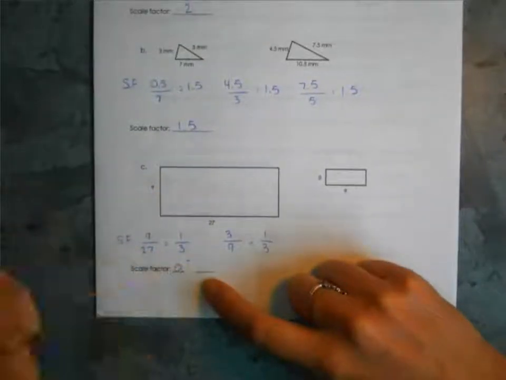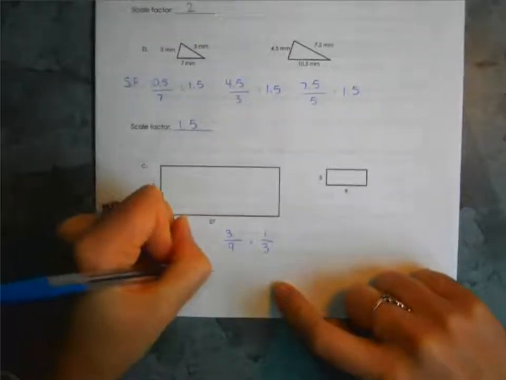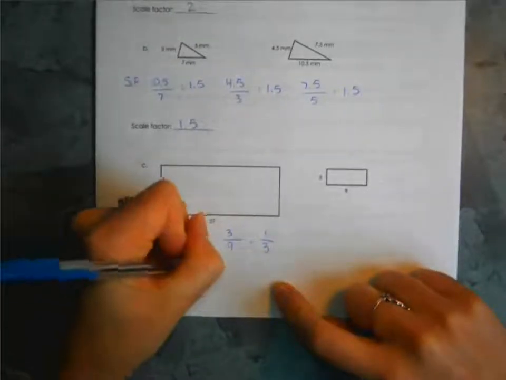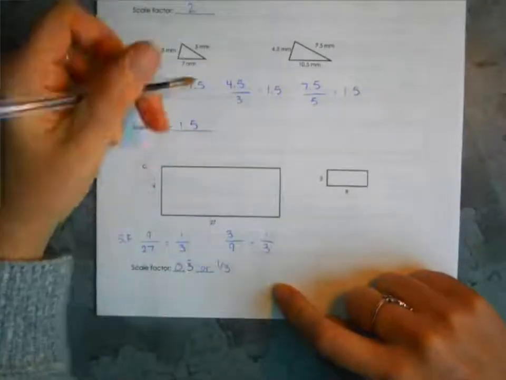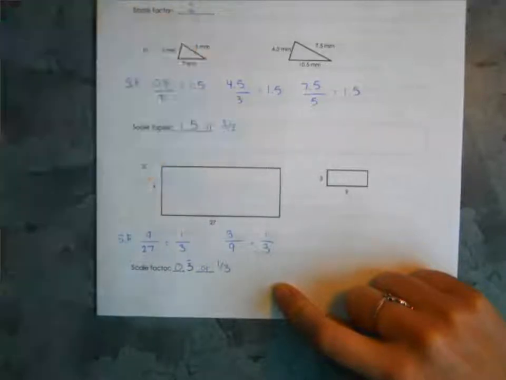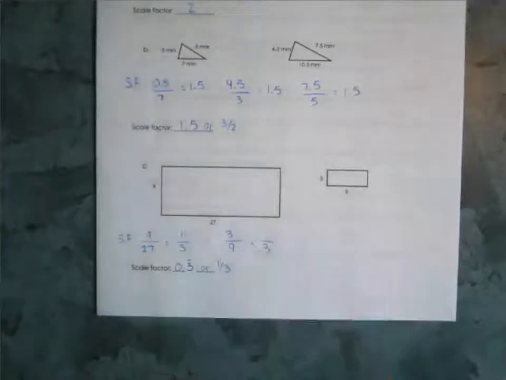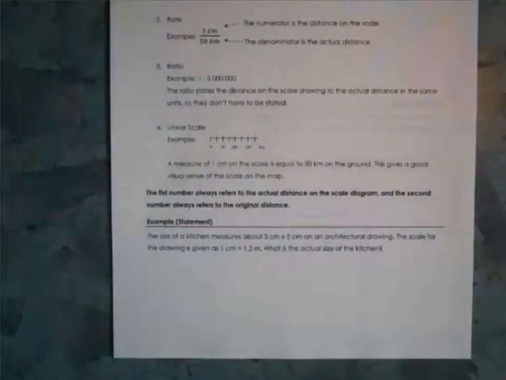0.3 repeating, or 1/3. Okay, so either one of those would be acceptable. So actually, if we wanted to, we could go back here and say 3/2 would work as well. Okay. All right. So that's kind of looking at calculating scale factor.